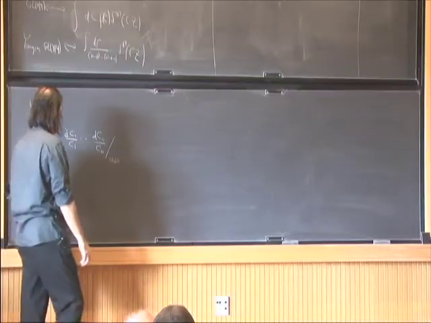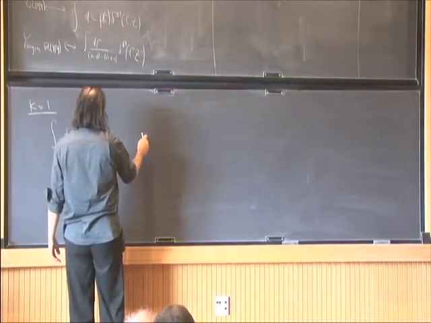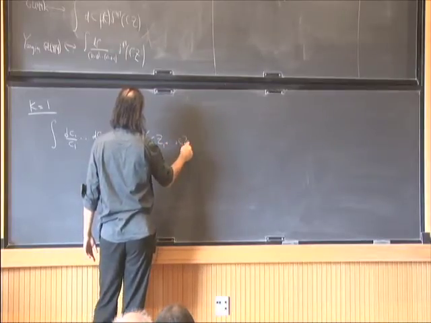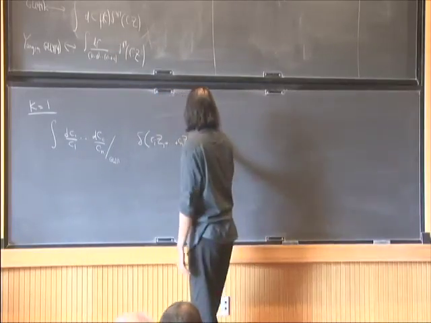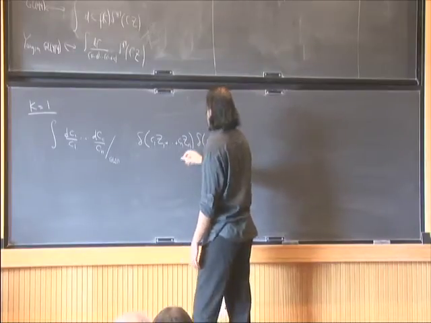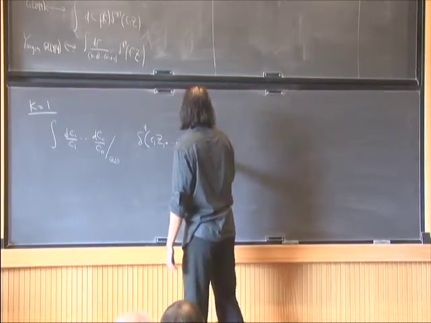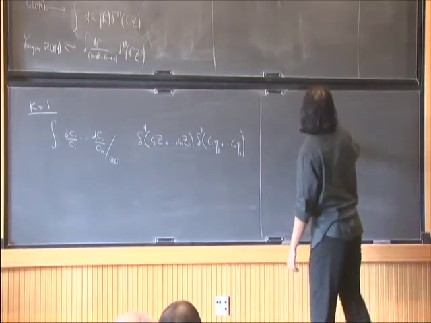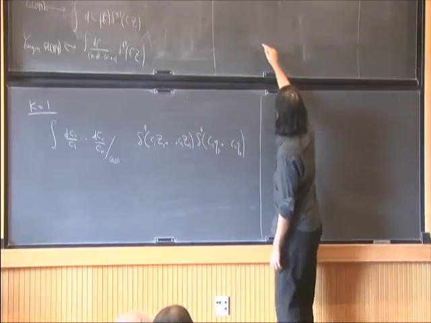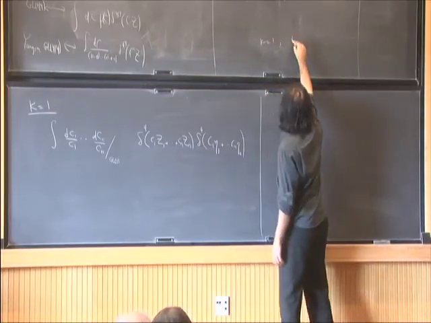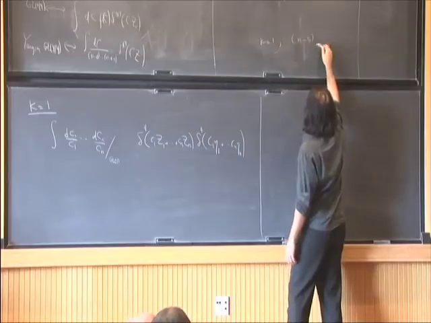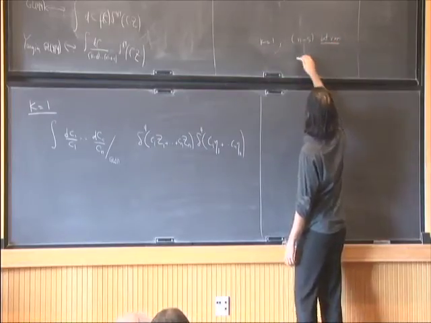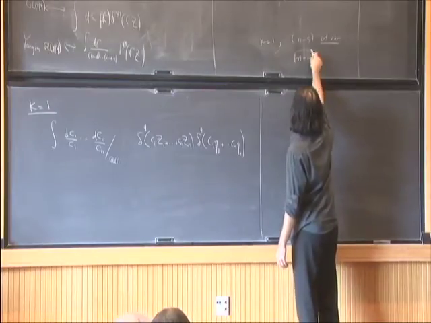Times delta of c1 z1 plus ... cn zn, and then delta^4 of c1 eta 1 plus ... cn eta n. So that's the object we're talking about. If we count, for k equals 1 we have n minus 5 integration variables, so the simplest case of all is n equals 5. Let's first look at n equals 5.